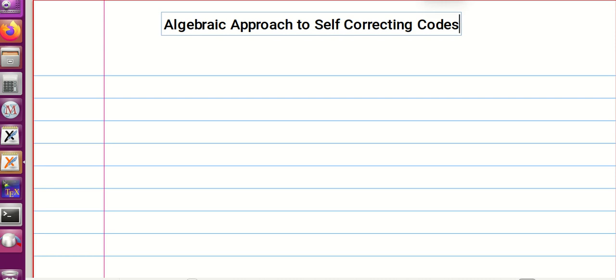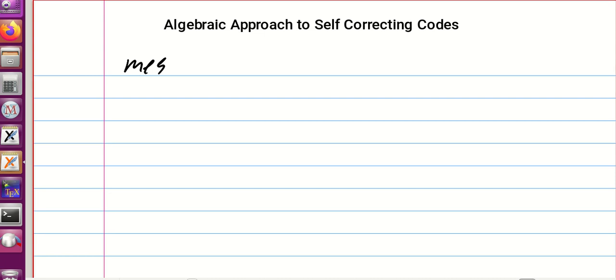Hello, students. In this lecture, we're going to talk about algebraic approach to self-correcting codes. In the previous two lectures, we used visual approach, where we used Venn diagrams, but computers can't really recognize Venn diagrams, so we need to take this approach and convert it to a way that computer can perform these actions that we did by hand last two times.